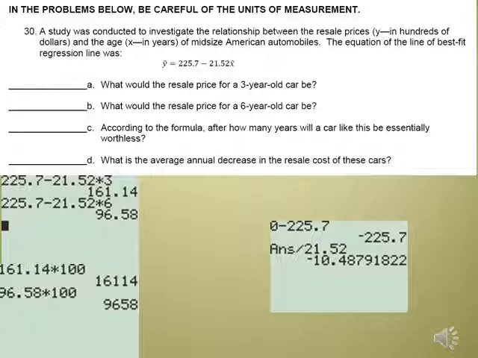What the equation is telling us is that this car initially cost $22,570, and each year it goes down by an average of $2,152. So again, the slope is how much it changes per year. The y-intercept is what the initial value of it was.